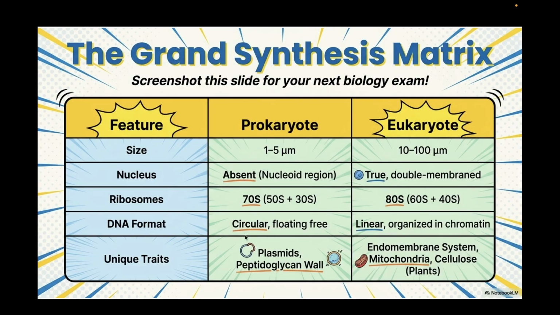DNA in prokaryote is present in a circular, free-floating format, and in case of eukaryote it is linear and organized in the form of chromatin. A unique feature of prokaryotes is the presence of plasmids and a peptidoglycan layer, and in case of eukaryotes it is the endomembrane system, which we saw with the endoplasmic reticulum, Golgi complex and others. Also, they have mitochondria, and in case of plant cells a specific cellulose layer is present outside the cell as a cell wall, which is very specific to plant cells.